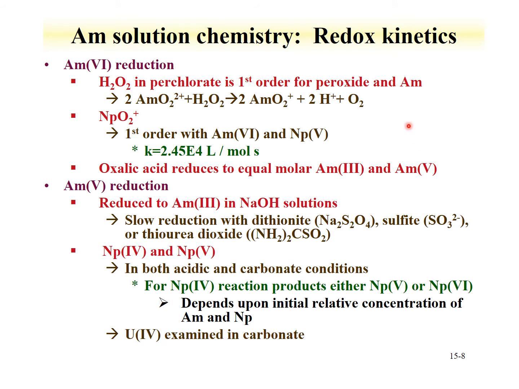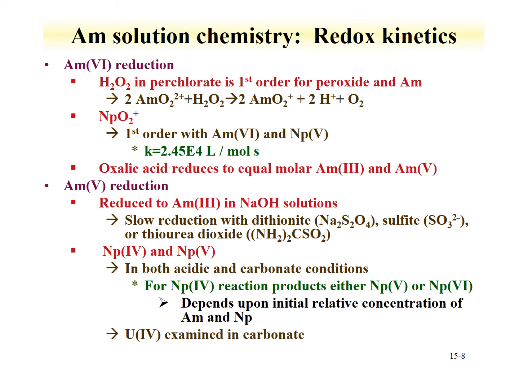Oxalic acid reduces the americium-6 to equimolar americium-3 and americium-5. In a number of these conditions, you tend not to see the stabilization of the americium-4, but other americium oxidation states are evident. Americium-5 reduction has been examined, and it reduces to the 3 in sodium hydroxide solutions. It is also reduced with sulfur compounds, as shown here.